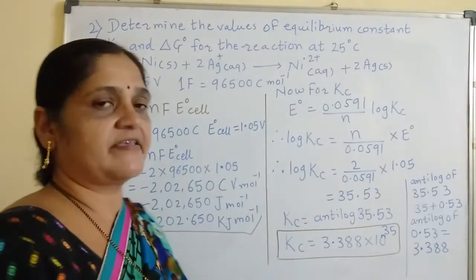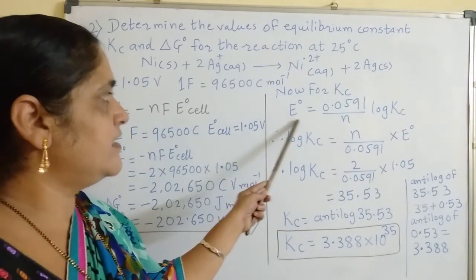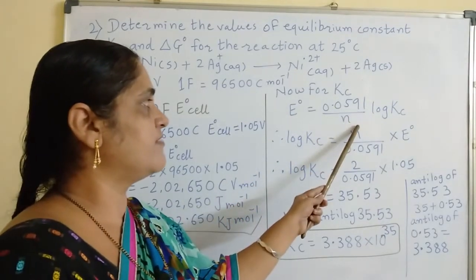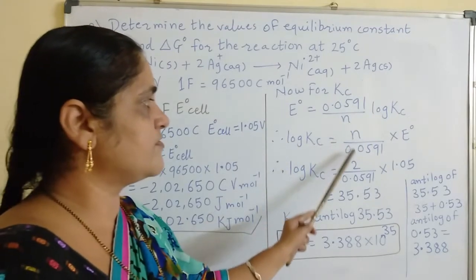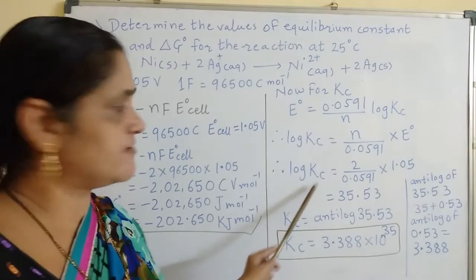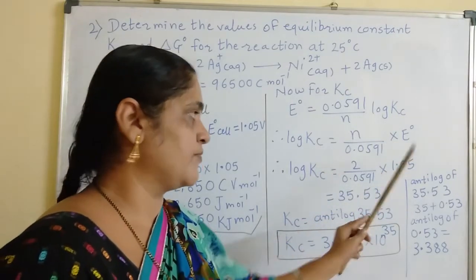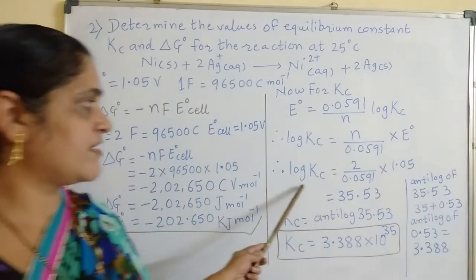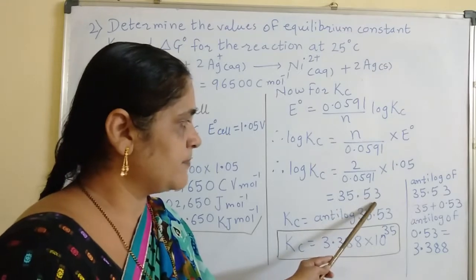Now we have to calculate the value of Kc. For calculating Kc, you might be remembering this equation. E naught is equal to 0.0591 upon n into log of Kc. Therefore log of Kc is equal to n upon 0.0591 into E naught. And so log of Kc is equal to 2 upon 0.0591 into 1.05. So final answer after calculation, we are getting log Kc is equal to 35.53.